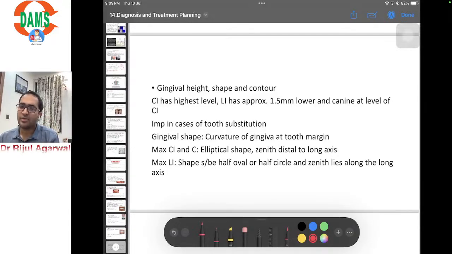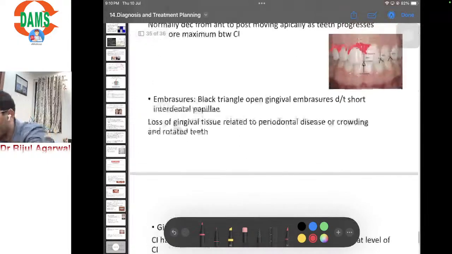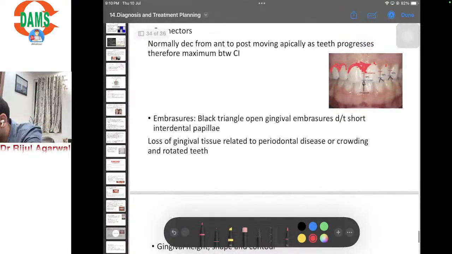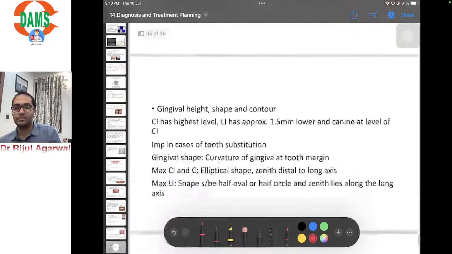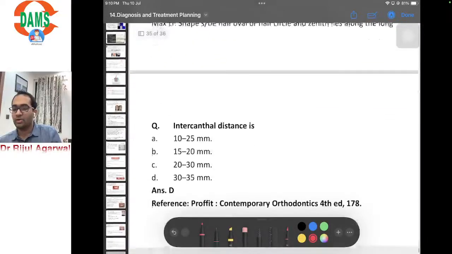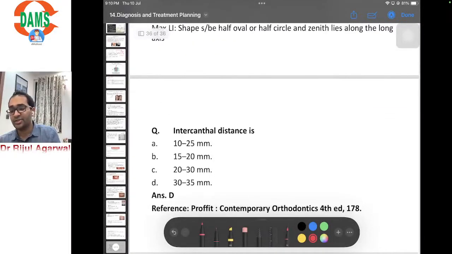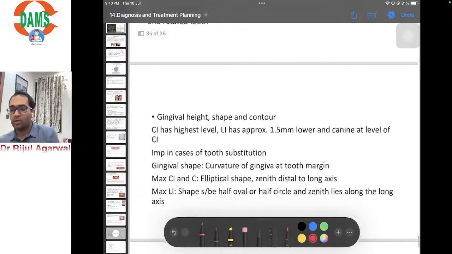In the canine and central incisor, it is an elliptical shape with the zenith distal to the long axis, and in the lateral incisor, it is half oval or half circle with the zenith lying along the long axis. So what is a zenith? This tip. So in the central incisor and canine, it is distal like this, whereas in the lateral it is like this. Okay, a normal ideal intercanthal distance is 30 to 35 mm. I hope it is clear.